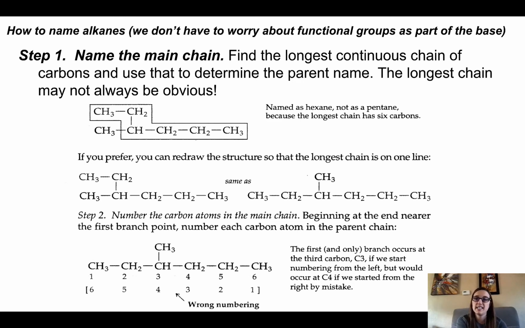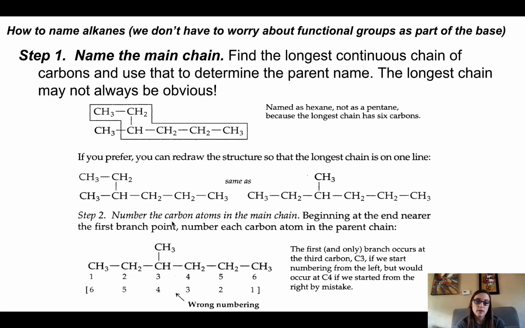Find the longest continuous chain of carbons and use that to determine the parent name. It's not always obvious, so notice how when we named this, it was not in a straight line. If I named this in a straight line, I get 1, 2, 3, 4, 5 versus 1, 2, 3, 4, 5, 6. So 6 carbons is the longest continuous chain. That would make a hexane because it's all single bonds, so it ends in A-N-E. Some people like to redraw it, but others will just name it.